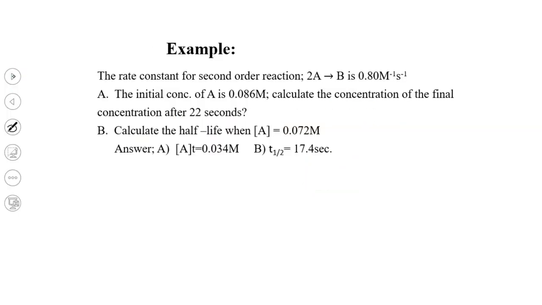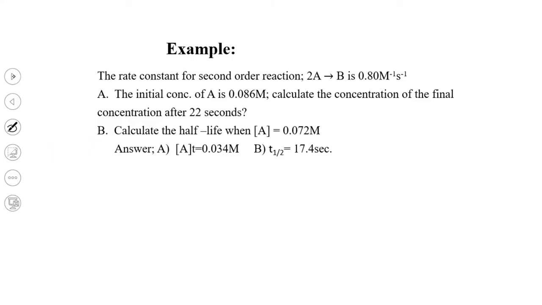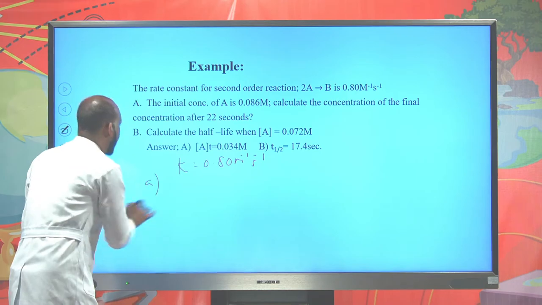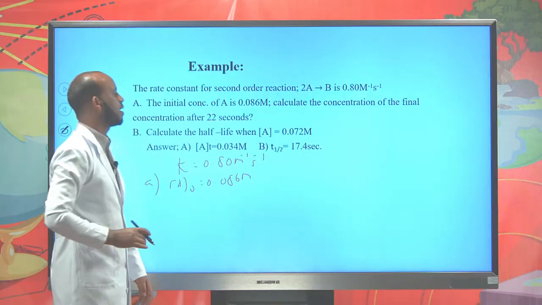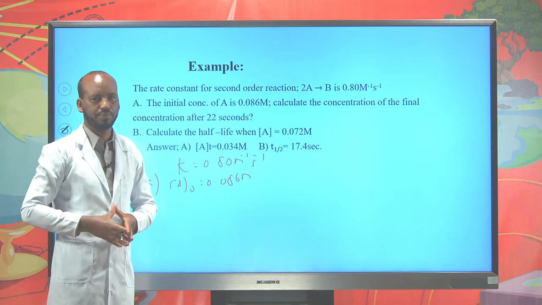For example, the rate constant for a second-order reaction, 2A gives B, is 0.80 per molar per second. The initial concentration, A naught, is 0.086 molar. Calculate the final concentration after 22 seconds.